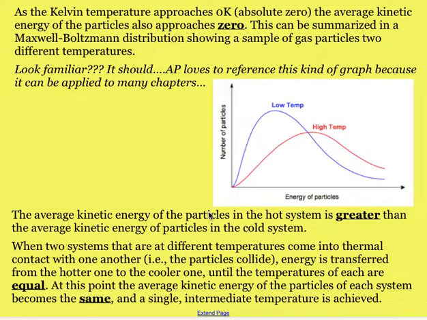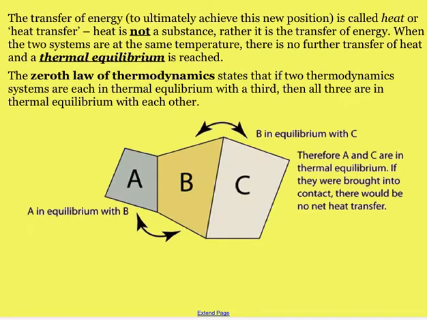There's actually a law about this. It's called the zeroth law of thermodynamics. It says that if A and B are in equilibrium, and B and C are in equilibrium, then A, B, and C are in equilibrium. One thing you want to realize is heat's not a substance. It doesn't have a mass. It is all about energy. We're trying to get to what we call thermal equilibrium, when they're completely neutral.